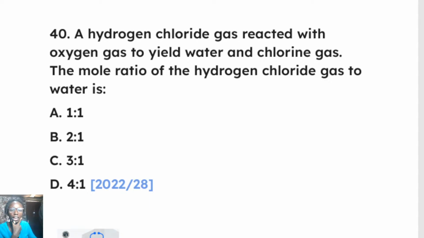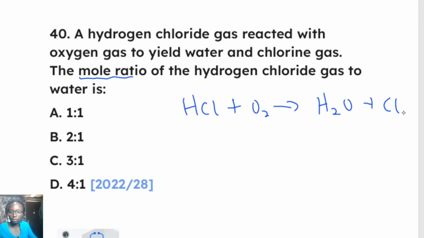So a hydrogen chloride gas reacts with oxygen gas to yield water and chlorine gas. Now the ratio of hydrogen chloride to the water is, obviously you already know that when they're asking you for mole ratio, you have to write the chemical equation. So let's see what is reacting. We have hydrochloric acid, and it reacts with oxygen. So we know this is reacting with oxygen, and that's going to give us water and chlorine gas. That's what they told us.